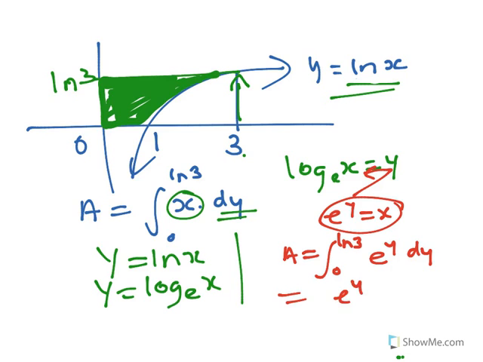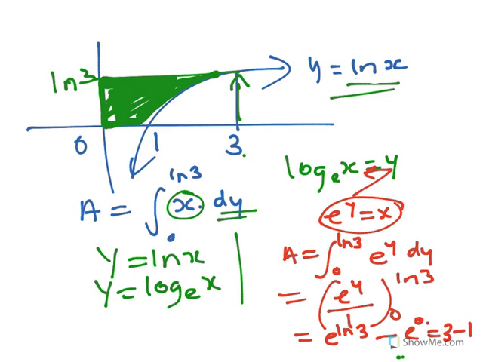Now the integral of e to the y is e to the y divided by 1 from 0 to ln 3. So it's e to the ln 3 minus e to the 0. E to the ln 3 is 3. 3 minus e to the 0, which is 1, is equal to 2.